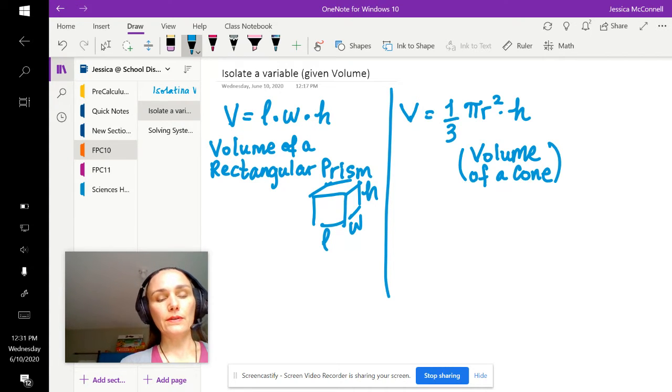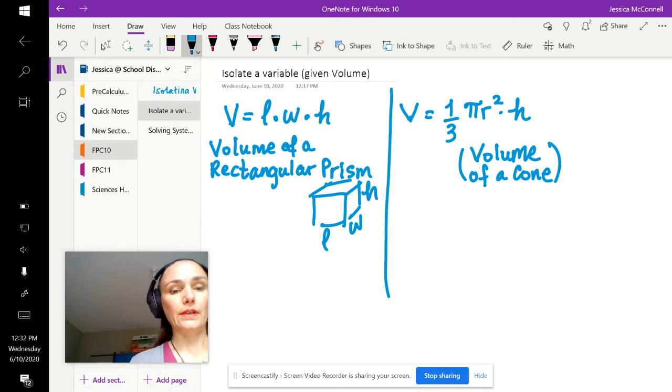But if you don't know one of the measures, length, width, or height, but you do know the volume, you can rearrange that formula in order to solve for the thing you don't know. So the relationship in this formula is multiplicative. It's multiplied together. So to isolate one of the values, like for example, length, I would divide the volume by the width and the height.